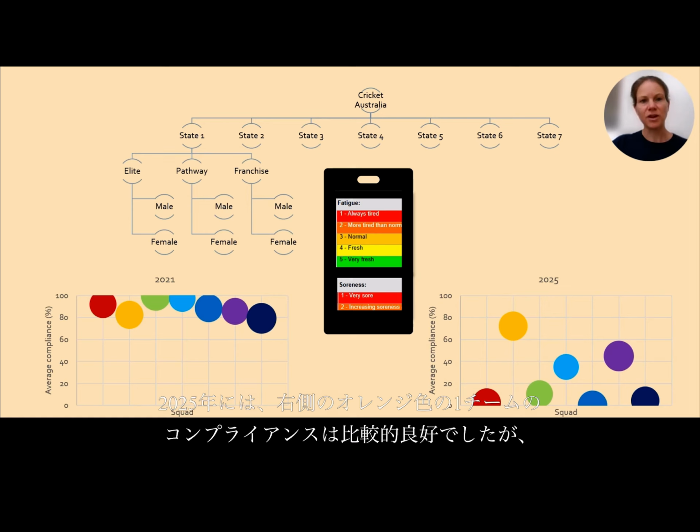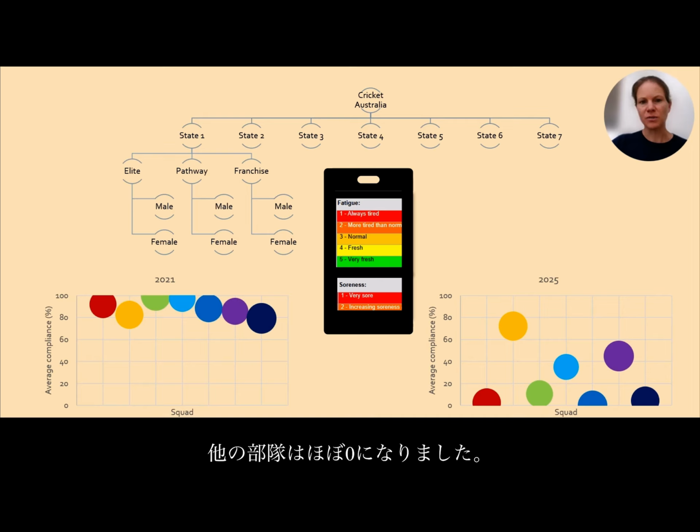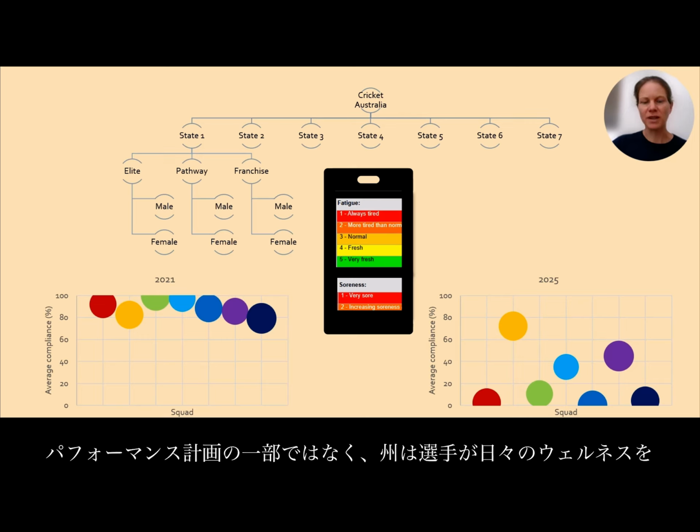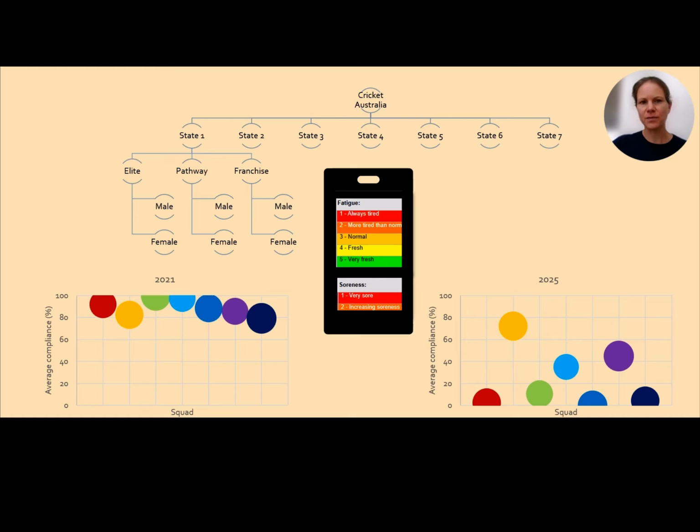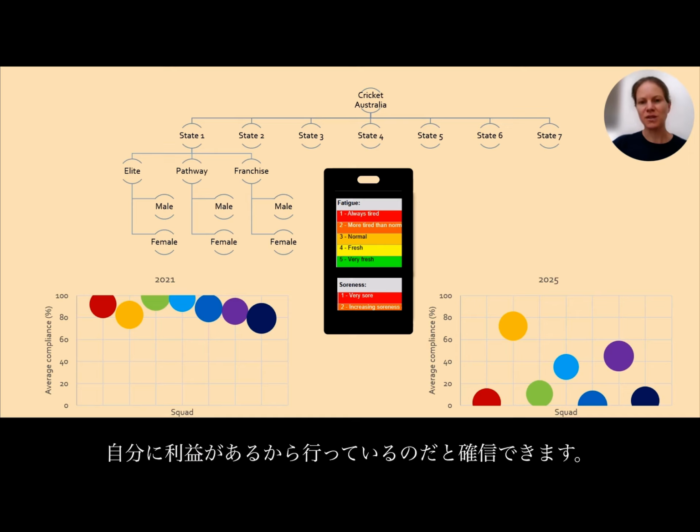In 2025, on the right, compliance for one squad in orange remained relatively good, whilst other squads went close to 0. So in 2025, wellness measures are not part of the agreed performance plan, and states can choose even how they implement strategies around players completing their daily wellness. So in 2025, you can be fairly confident that the players who choose to complete their daily wellness are doing so accurately and because they feel there is a benefit to them.